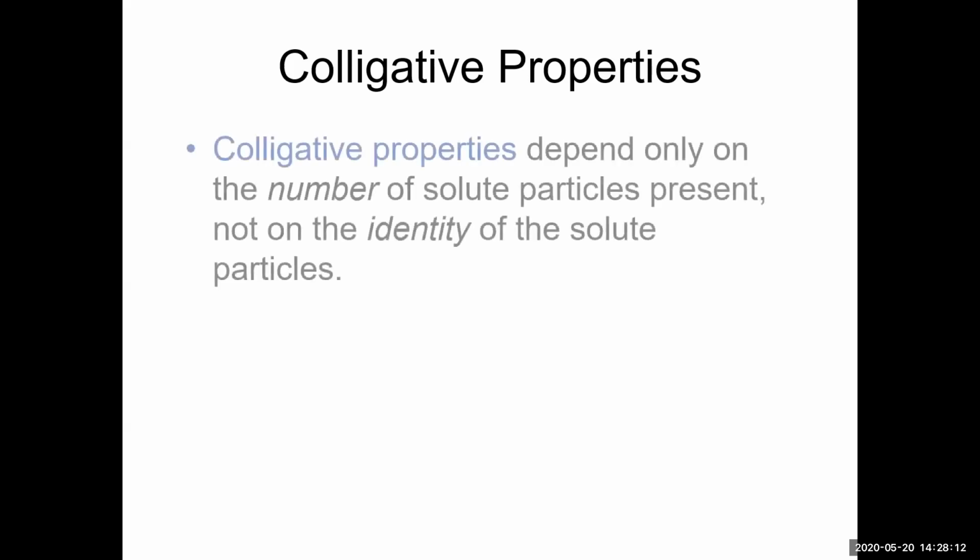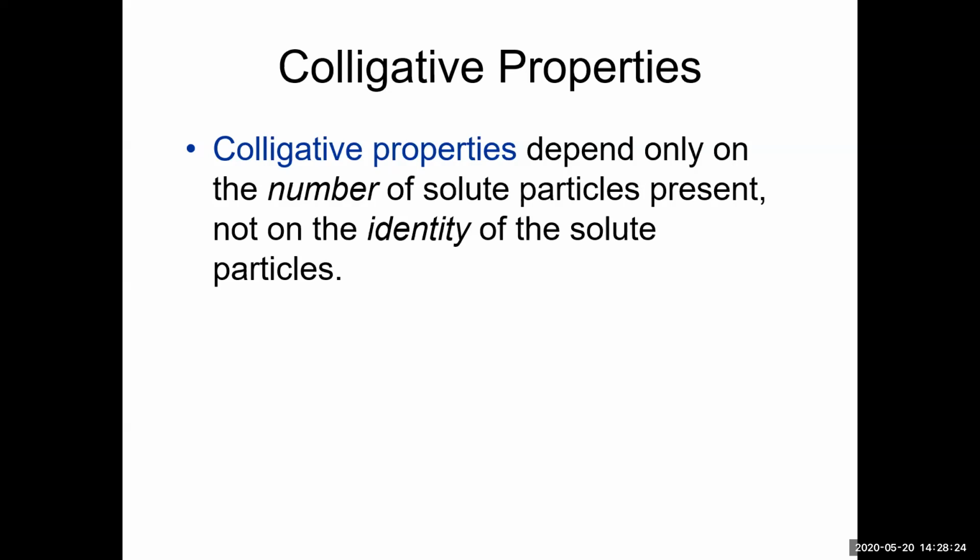Those are properties that depend on the number of solute particles that are present, but not on what they are. So if you have a solution, maybe 1 liter of solution, and one of them has 1 mole of sugar, another one has 1 mole of sodium ion, another one has 1 mole of something else, urea, all would have the same colligative property because it only depends on the number, 1 mole of the solute present, not on what they are.